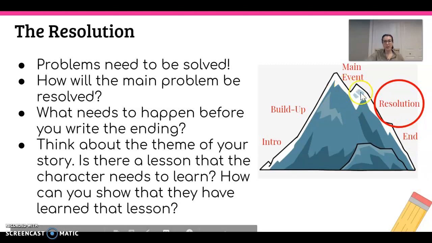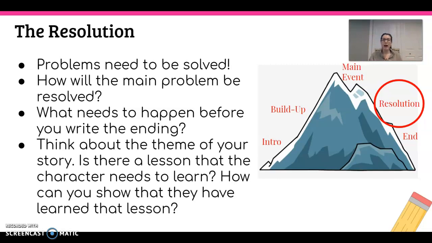Now, we are currently on the decline of our story. We have already written the introduction, the build-up or the rising action, our peak main event, and now we're working back down on the resolution before we get to the ending. So problems need to be solved in stories. In books, in movies, in shows, problems need to be solved so that the reader or the audience feels as though they have a sense of closure when it comes to the story.